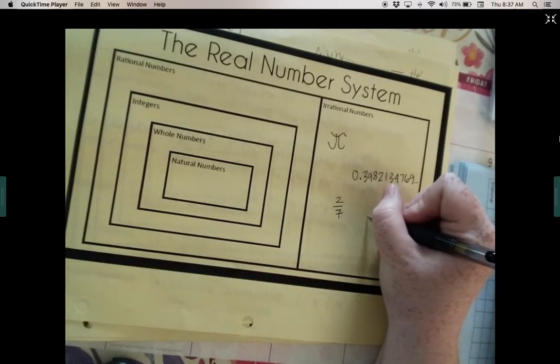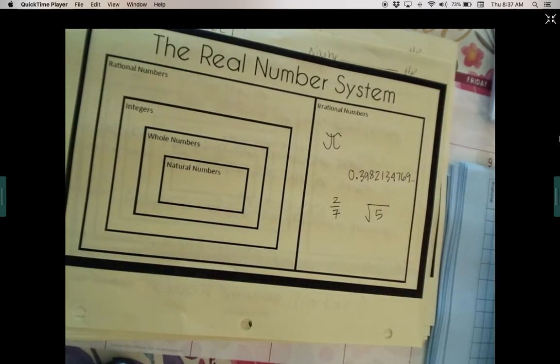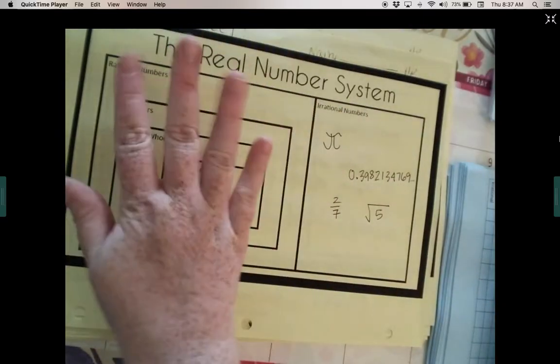The square root of 5. Is 5 a perfect square? No. When we did the square root of 5, we could find a decimal, but we rounded it. So basically, non-repeating, non-terminating. Okay?